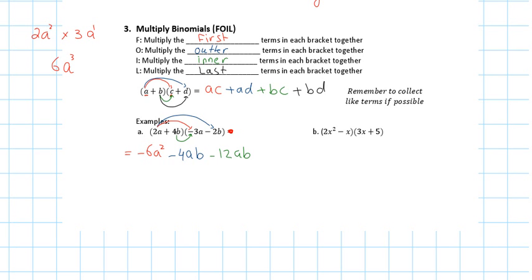And then I'm going to multiply my last terms. So that's 4B times negative 2B, which is going to give me negative 8B squared. Perfect.